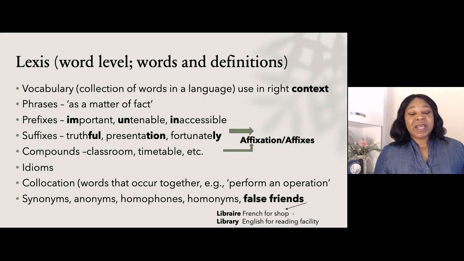Okay, so we can have different types of information or formations at the beginning of a root word, and it can also be at the end of the root word. For example, truth could be truthful or truthfully. Present, presentation. Fortunate, fortunately. Okay, so I'm just showing you the different things that happen at the word level.